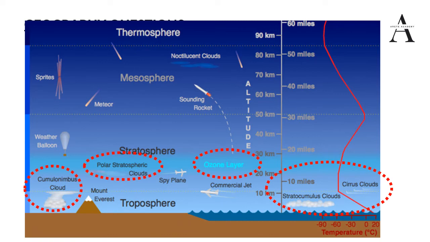We should mark the polar stratospheric clouds. Next we have the mesosphere. In the mesosphere, one of the important and unique things we are going to discuss is sprites. These sprites are called lightning sprites. Basically, these are electrical discharges high in the Earth's atmosphere, and they are associated with thunderstorms.